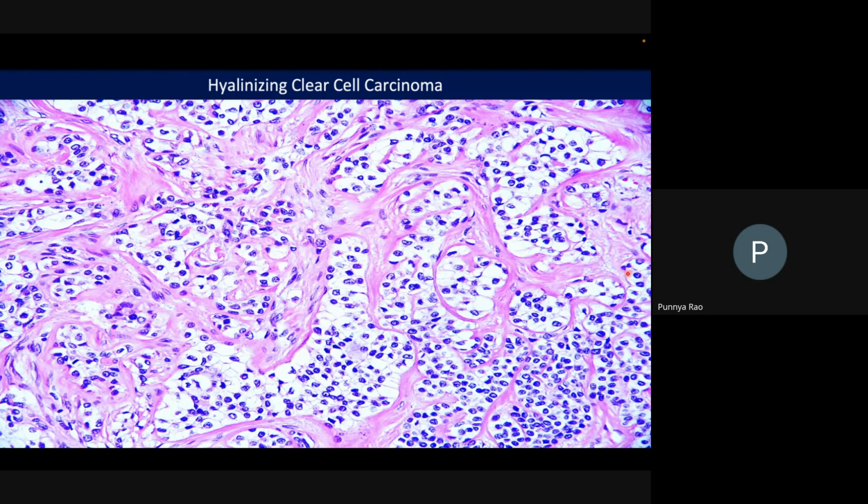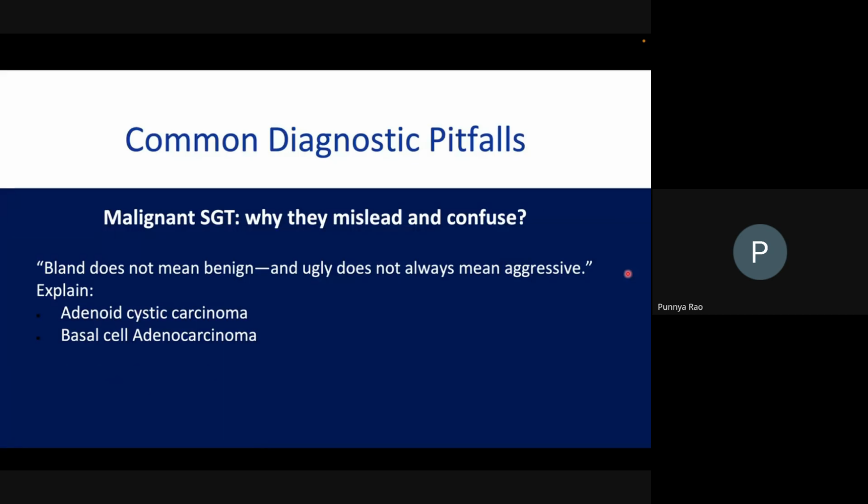So that covers most of the tumors. We'll just take another 10 minutes to cover the common diagnostic pitfalls.